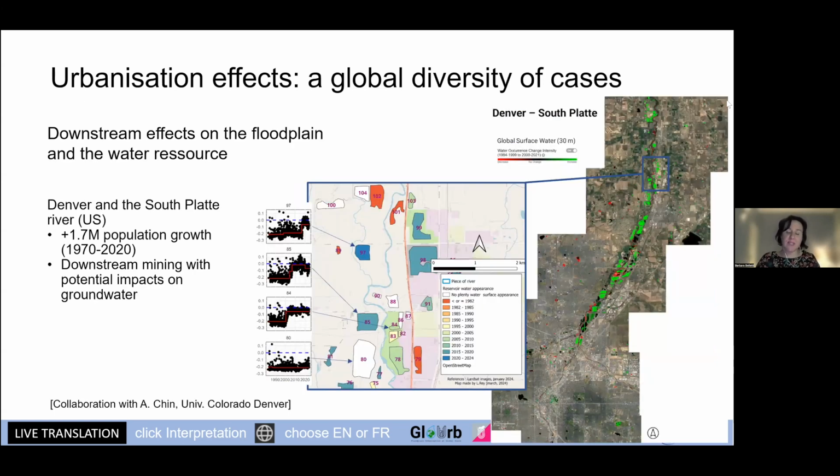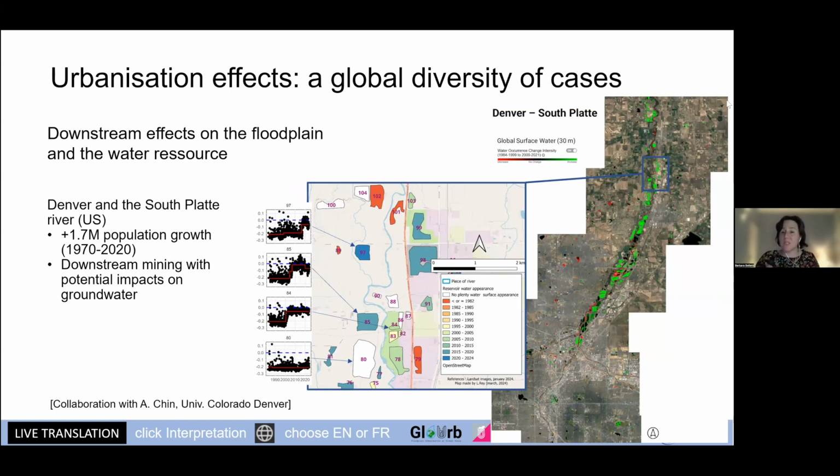And the last example I wanted to show you: Denver and the South Platte River. I see the population growth was more modest, plus 1.7 million inhabitants versus the 70s. But again, the impact is felt downstream from the city, especially in the plain. We see, with the advent of the green zones, more and more water which appeared after the 2000. For example, this is progressive. We see it on the map and graphs on the left-hand side.